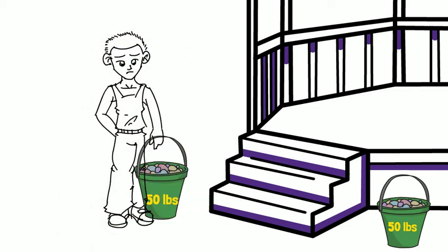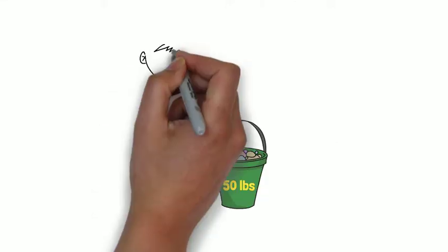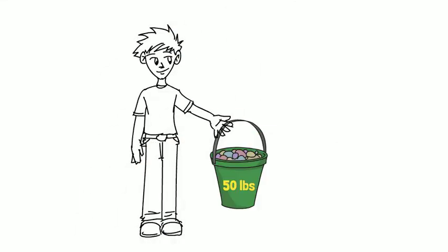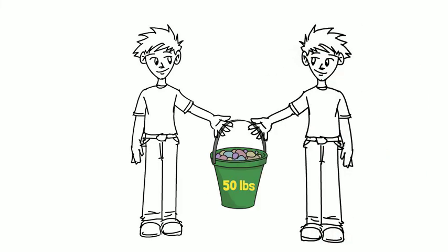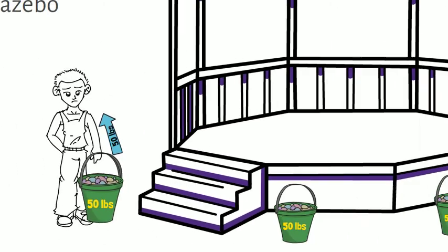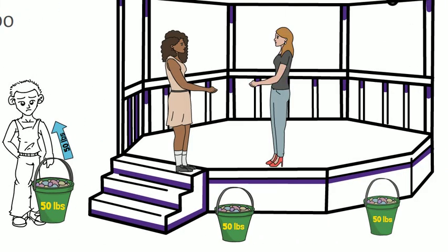First, we have Ryan. Ryan decides he's going to pick up the bucket and carry it up the stairs. The bucket weighs 50 pounds, and Ryan will be lifting 50 pounds. Linus isn't so sure about carrying 50 pounds, so he recruits his twin, Lucas, and together they carry the bucket up the stairs. In this case, the 50-pound load is shared between Linus and Lucas, so they are each carrying 25 pounds.